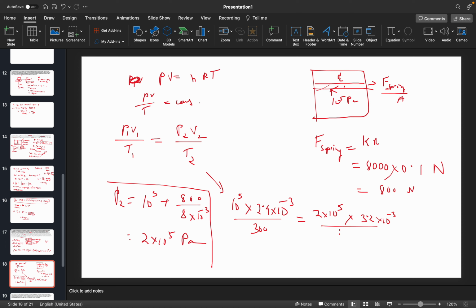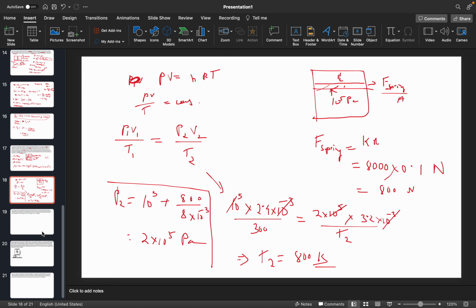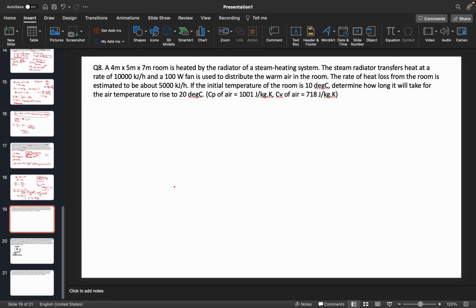And what is my T2? I need to calculate. Putting this in, the 10 to the power minus 3 cancels, and the 10 to the power 5 cancels. So it will be 2 into 3.2 into 300 divided by 2.4. So your answer T2 will be equal to 800 Kelvin. Okay, now let us move to the next question.